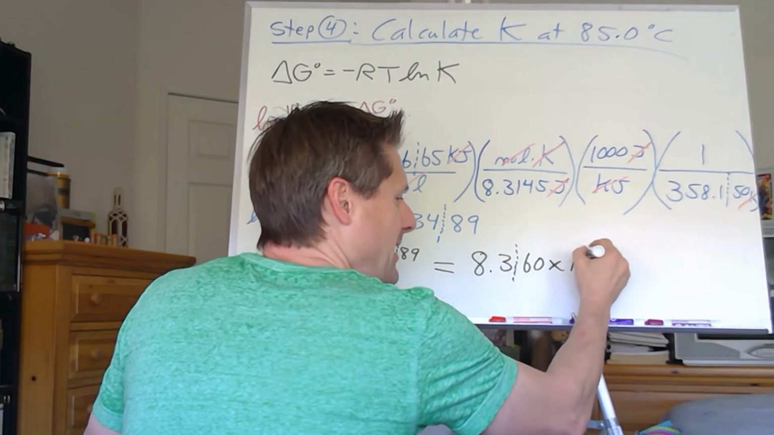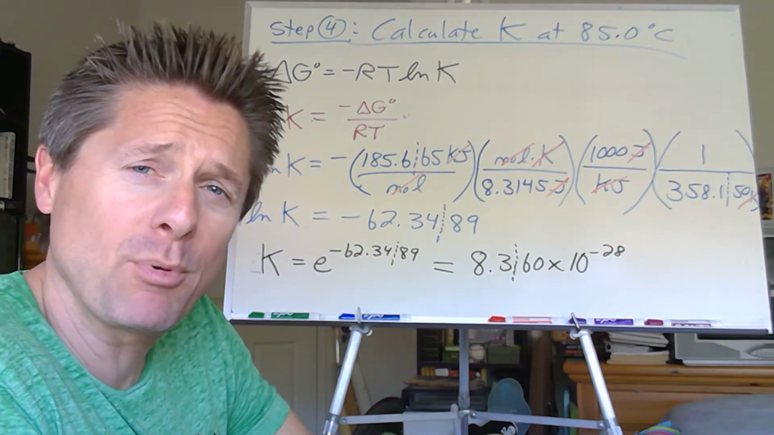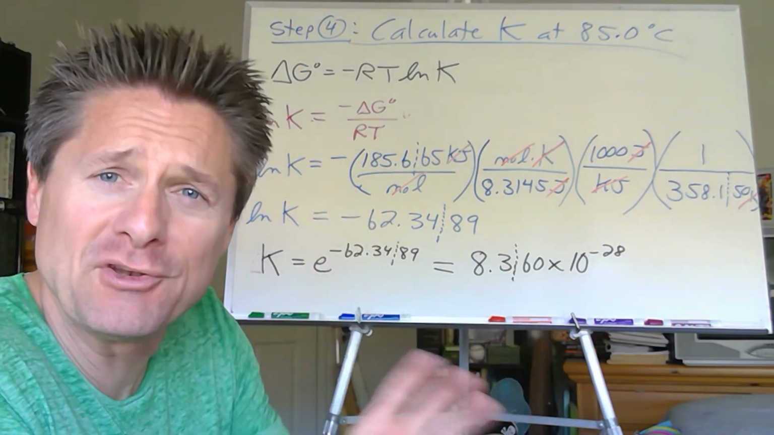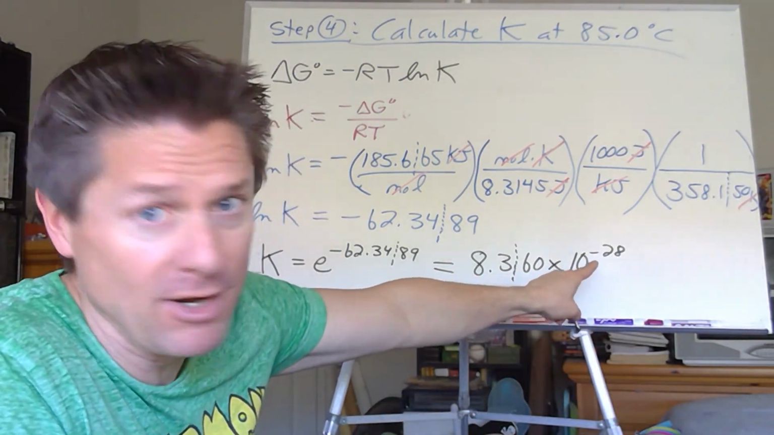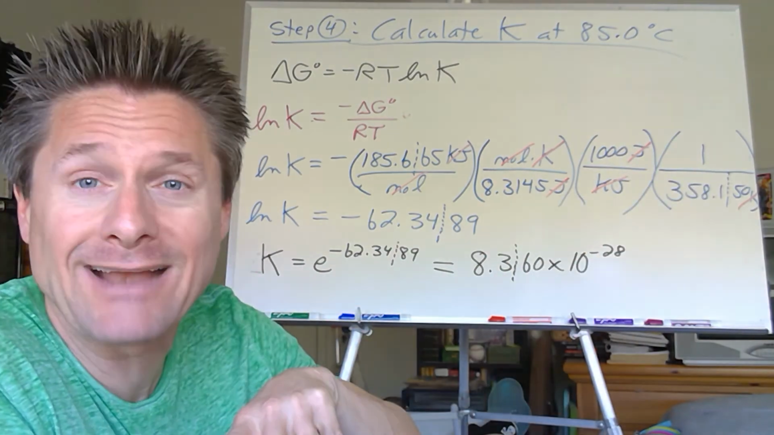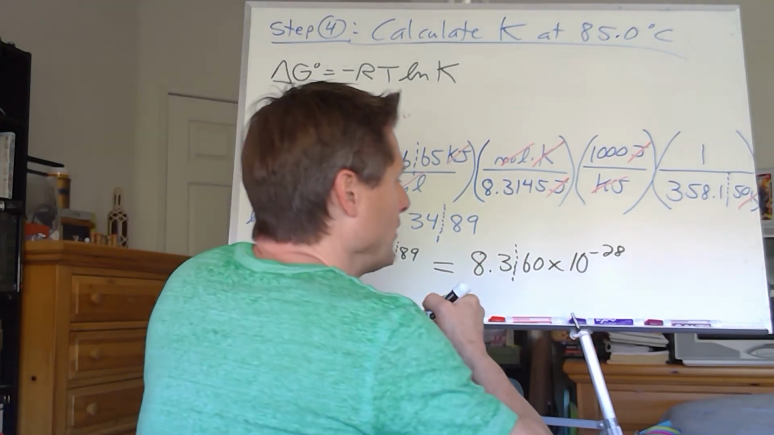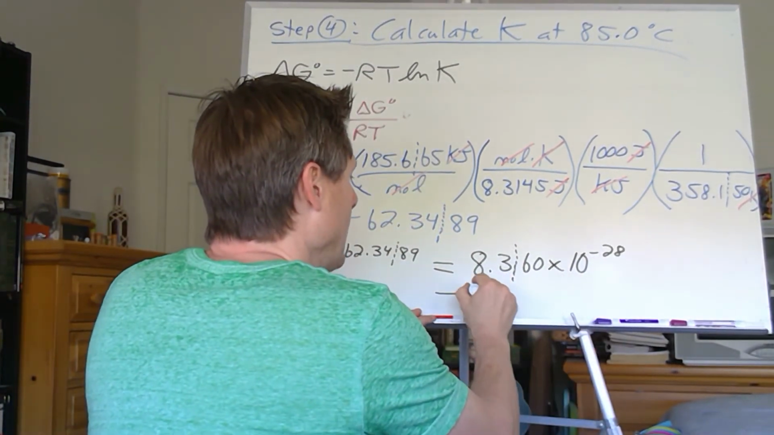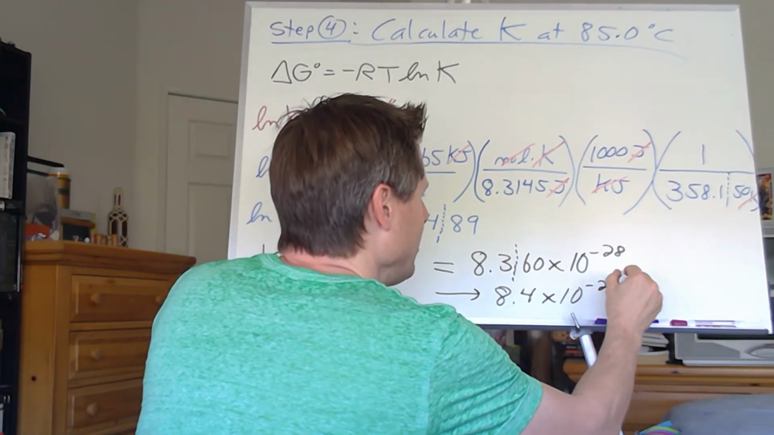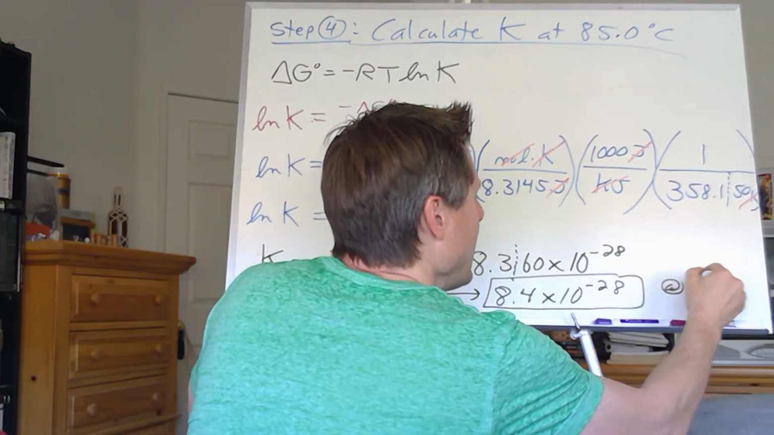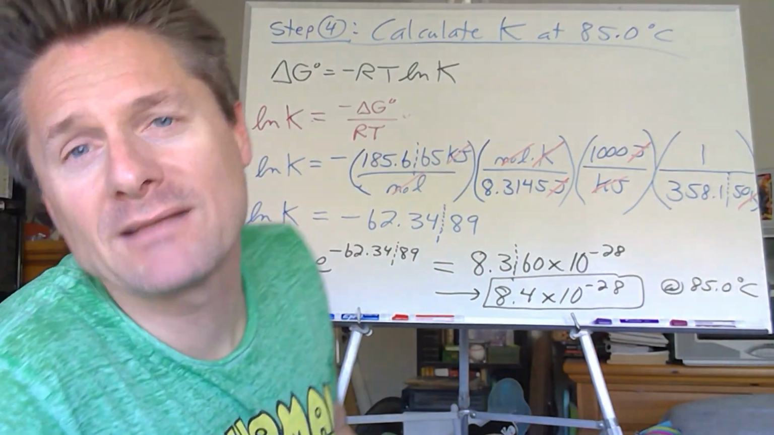60 times 10 to the minus 28th has no units, right? Does that make sense for our prediction from step 3? We had a large positive delta G naught, which means we should have a very, very small K value. That's really small. Very reactant. I mean, pretty much almost all reactants at equilibrium. So we would almost say that that doesn't even go. Now this is the final thing I asked for, so I can round this. So that rounds up to 8.4 times 10 to the minus 28th. And that is at 85.0 degrees Celsius. That's the equilibrium constant at that temperature.